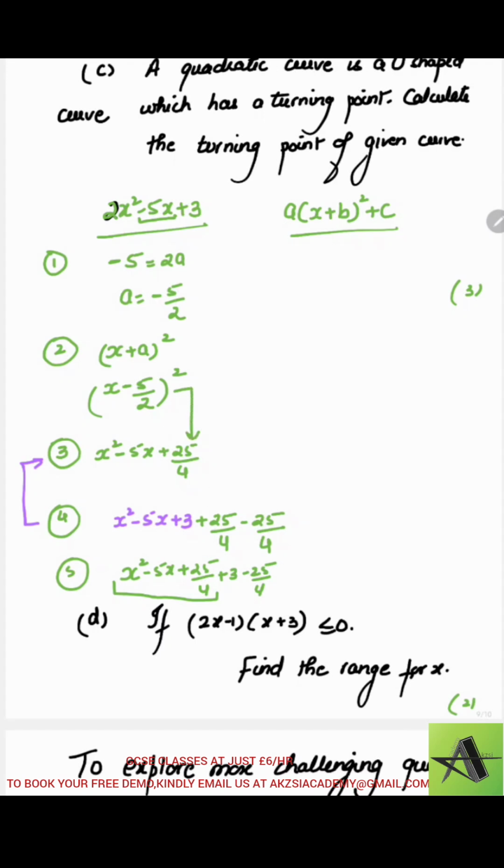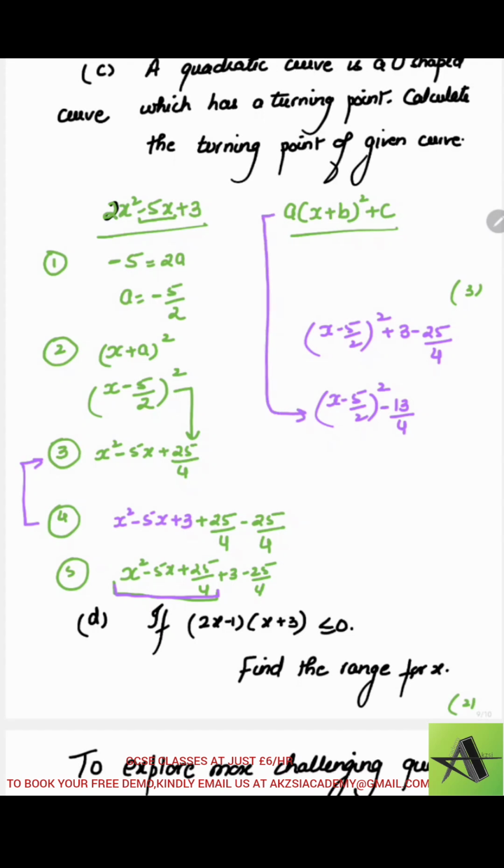I know that x squared minus 5x plus 25 over 4 is actually x minus 5 over 2 whole squared. So this part can be written as x minus 5 over 2 whole squared, and let me write down the remaining part as it is. This will be x minus 5 over 2 whole squared, and this will be 12 minus 25, which is minus 13 over 4. You can clearly see we have converted into this format.